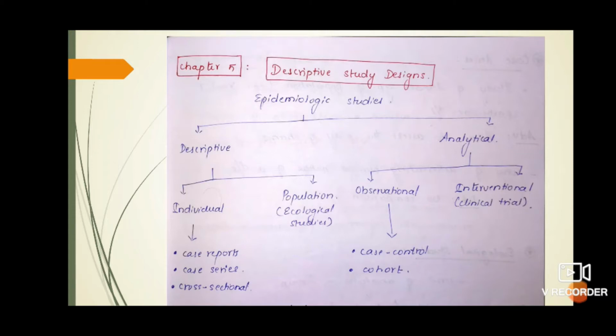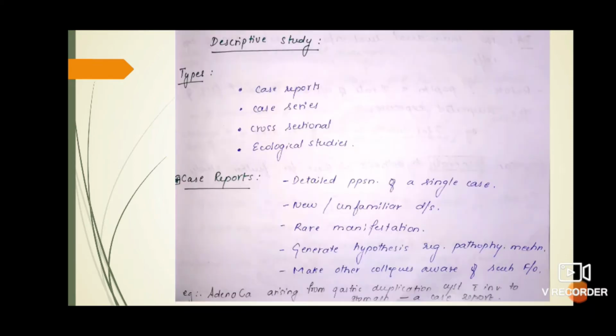On the whole, epidemiologic studies can be divided broadly as descriptive and analytical studies, and descriptive studies can further be divided into individual and population based studies. In individual based studies, we have case reports, case series, and cross sectional studies, and in population based, we have ecological studies. In analytical study designs, we have observational and interventional study designs, observationals including case control and cohort studies, and interventional including the clinical trials.